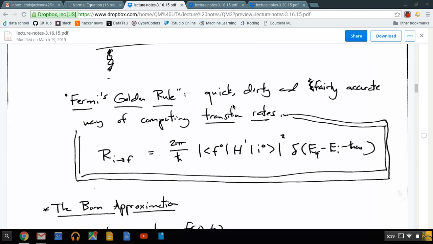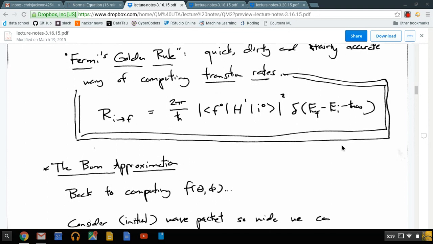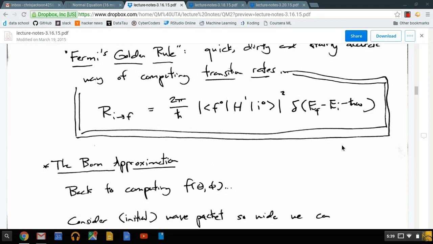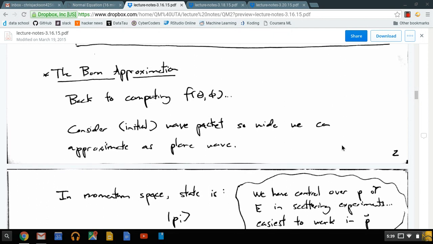And so a couple of lectures ago, we talked about kind of a quick and dirty way to compute a related quantity, which is transition rates, and that's called Fermi's golden rule. And it just involves computing the matrix element of our perturbation, our interaction Hamiltonian, between initial and final states, taking the modulus squared, and basically enforcing conservation of energy. Okay, that comes in handy quite frequently when you're trying to do kind of order of magnitude estimates.